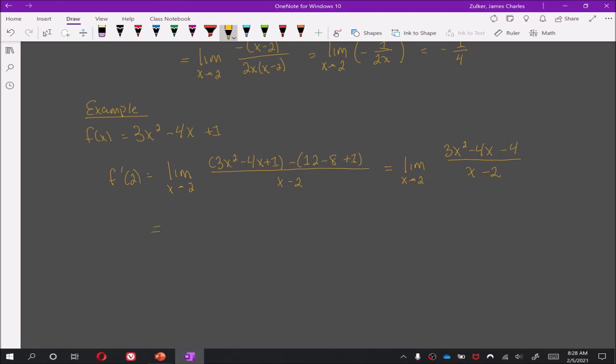Numerator can be factored. Right, so we're going to have an x, a 3x, then a 2 and a 2. That'll be minus, that'll be plus, all over x minus 2. So this is now the limit as x approaches 2, 3x plus 2, and that is 8.